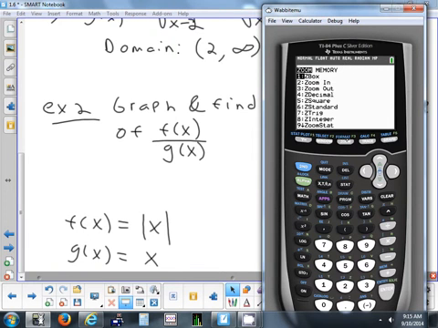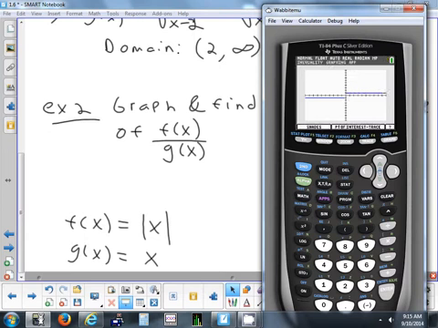Okay, so let's go zoom 6. And that's what we get. We basically get a line y equals 1 to the right of the y-axis and a line y equals -1 to the left. It's because you're dividing two things that are almost the same. Like if you divided x by x, that's 1.